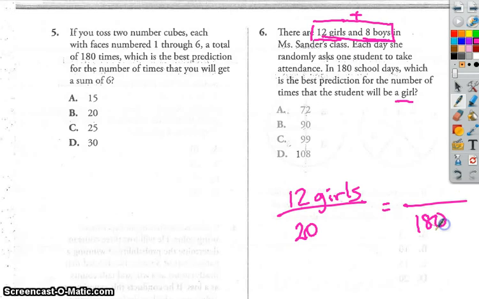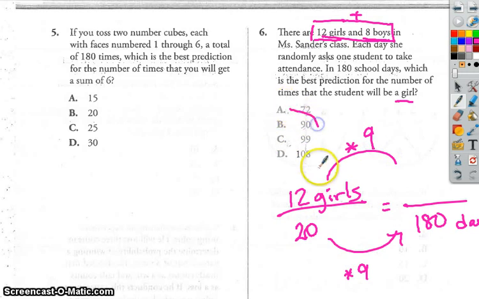Equals out of how many days? 180 days total in the school year. So how many times will the girls get to do it? I can see that 20 times 9 is 180. So then 12 times 9. It's not that one. It's not that one. It's not that one. It's that one.